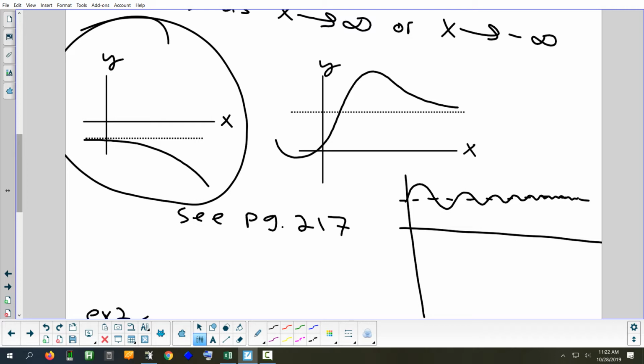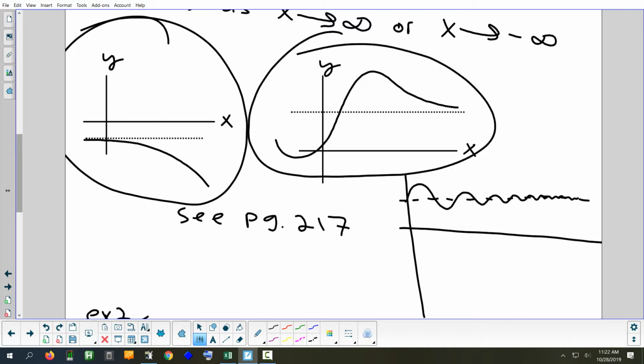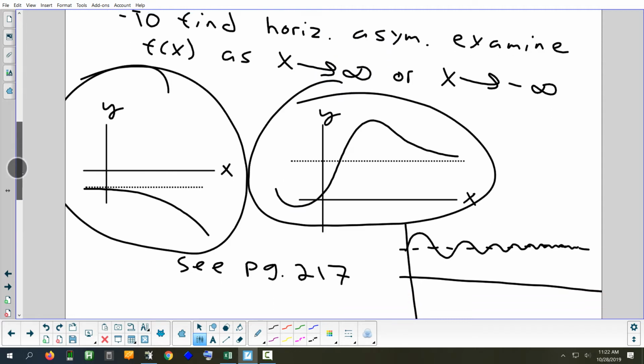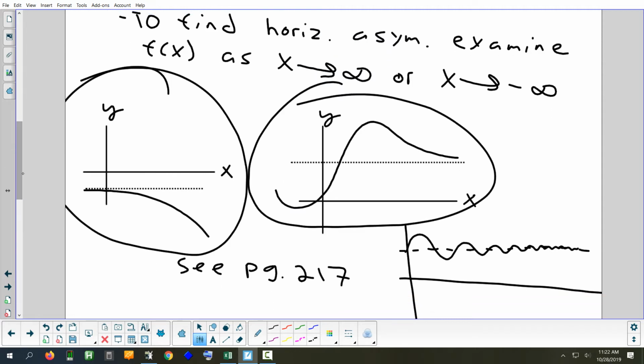You guys won't have one that crosses over and over like that. You might have one like this. It's perfectly fine to cross an asymptote near the origin, but as you continue heading left or right, it's just going to get closer and closer eventually. Okay? It's not going to keep crossing forever in this section. I think page 217, they've got some more pictures in your book if you want to see some more types of pictures like that.